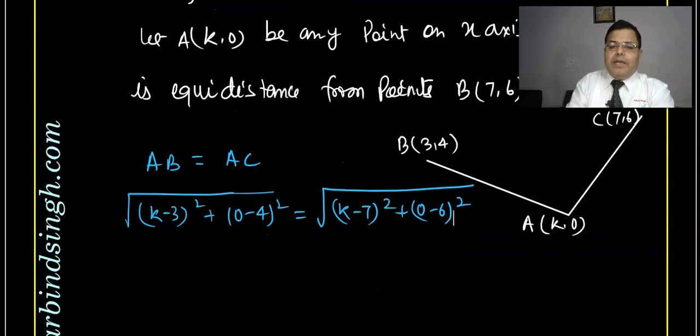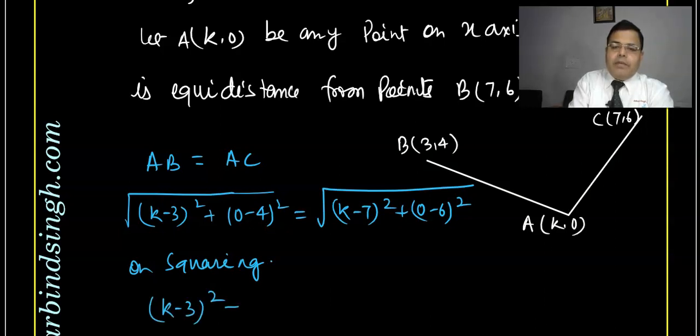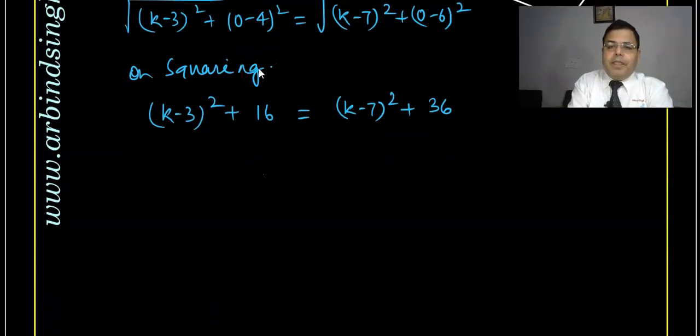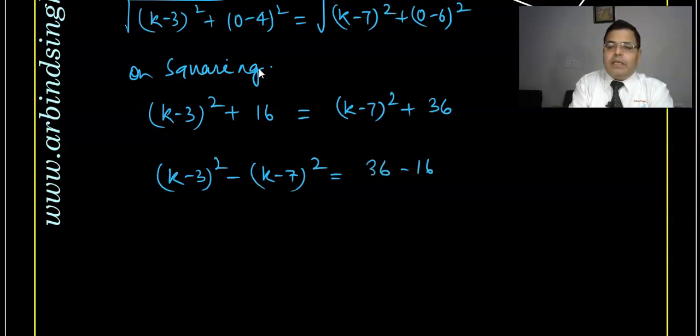Now on squaring, the roots will be eliminated. This will be (k minus 3) whole square plus 4 square, which is 16, equal to (k minus 7) whole square plus 6 square, which is 36. So (k minus 3) whole square minus (k minus 7) whole square is equal to 36 minus 16, so it will be 20, isn't it?